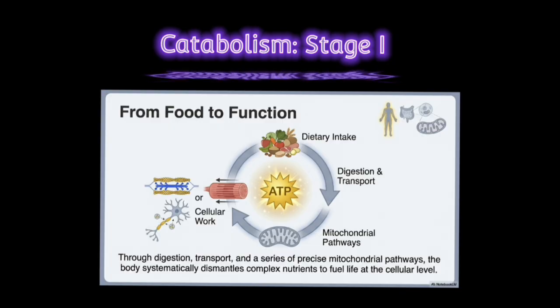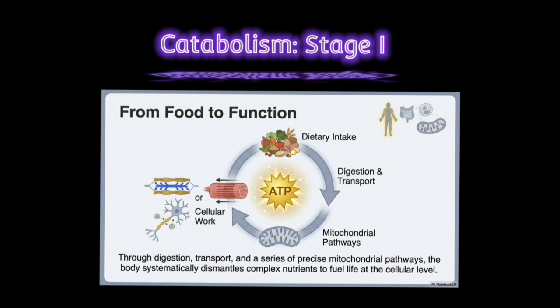So let's trace the journey. We're going to follow a food molecule from the moment it enters your gut until it literally powers a thought, or a muscle contraction. And the source material divides this into 3 distinct stages. So stage 1, it calls the great breakdown, happening in the intestinal lumen.